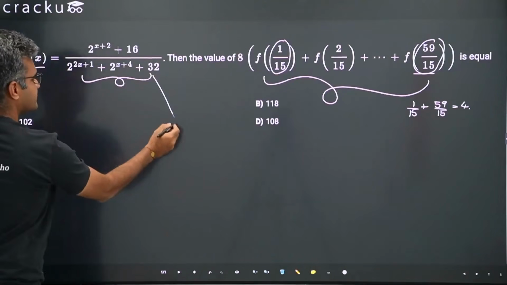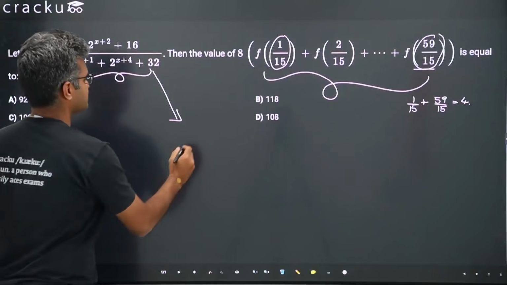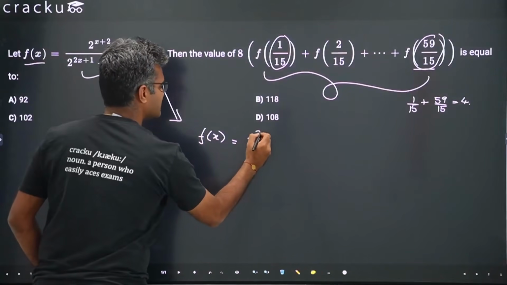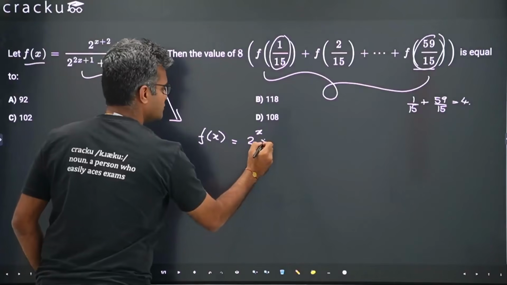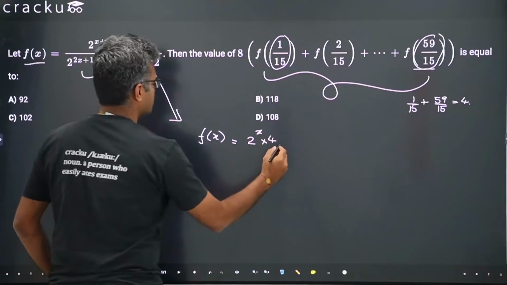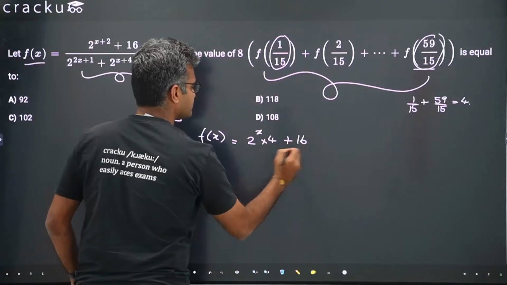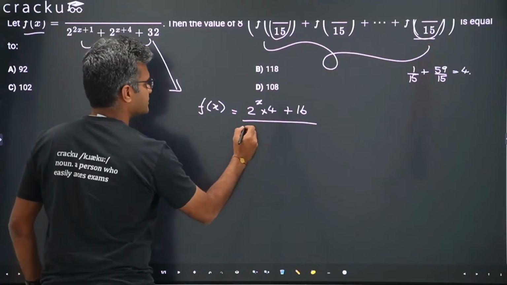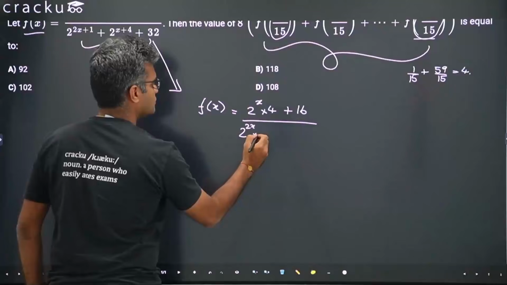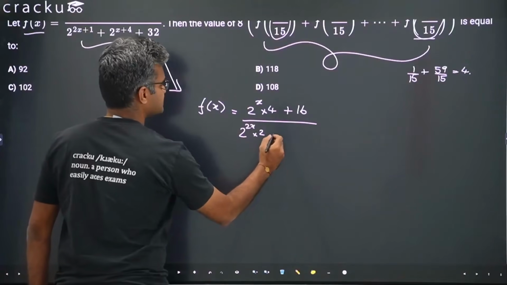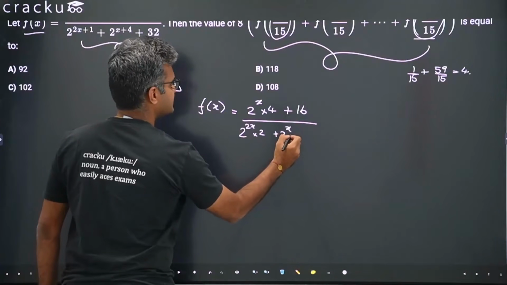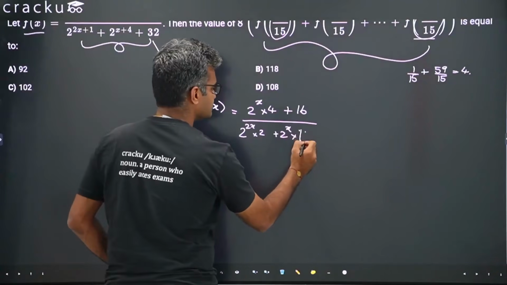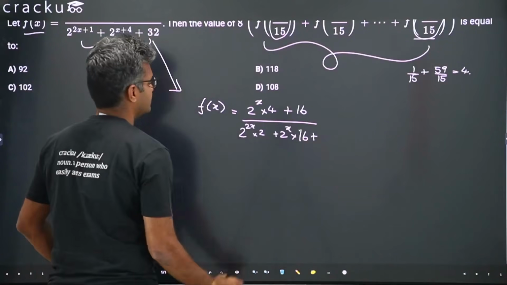Firstly, if you are looking at f of x and trying to simplify it, f of x is equal to 2 to the power x plus 2, which is 2 to the power x into 4, plus 16, divided by 2 to the power 2x plus 1, which is 2 to the power 2x into 2, plus 2 to the power x into 2 to the power 4, which is 16, plus 32.